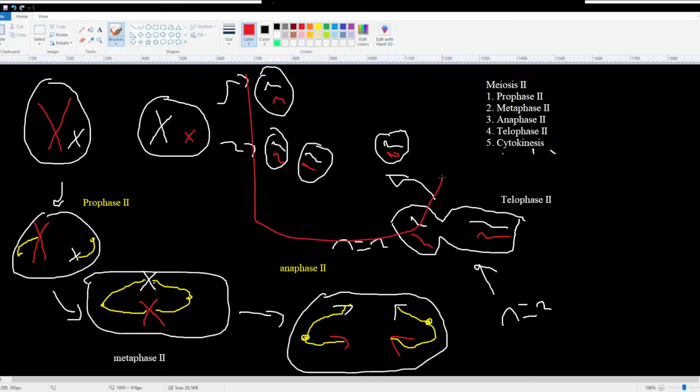So we have a total of 4 daughter cells made for meiosis. Okay, so I hope that's clear. That was meiosis and mitosis.